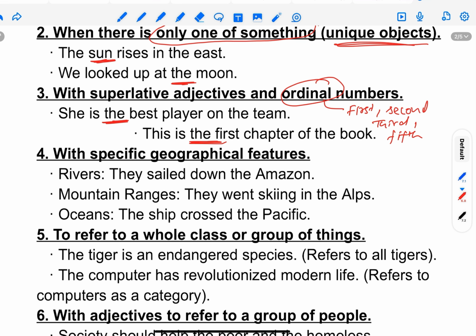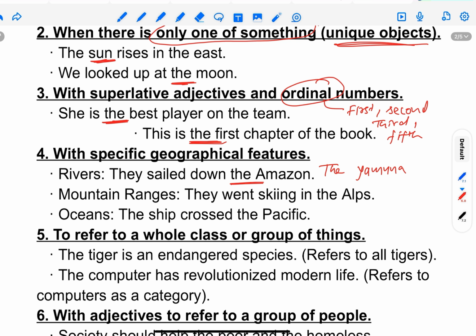When we are talking about specific geographical features, like the names of rivers, all the names of rivers begin with the article "the". "They sail down the Amazon, the Yamuna, the Ganga." So all rivers will take the article "the".